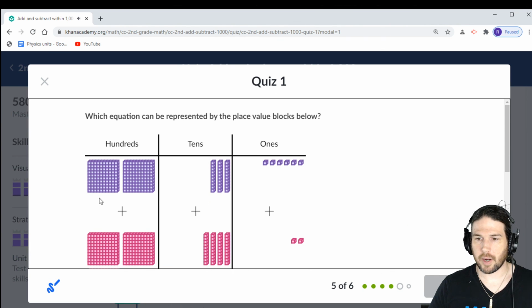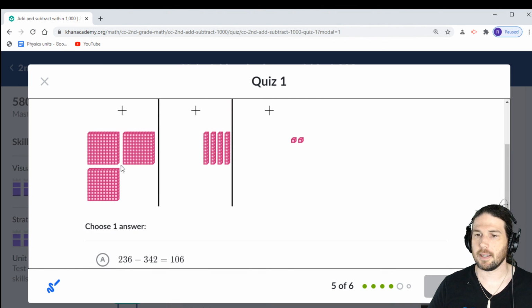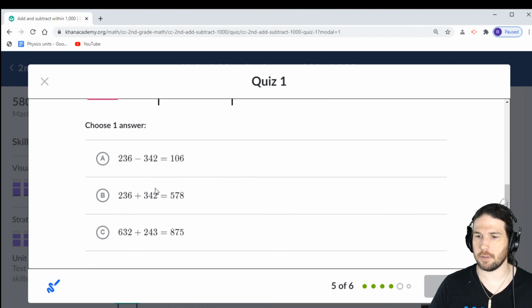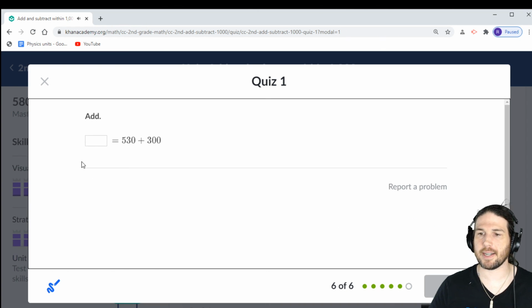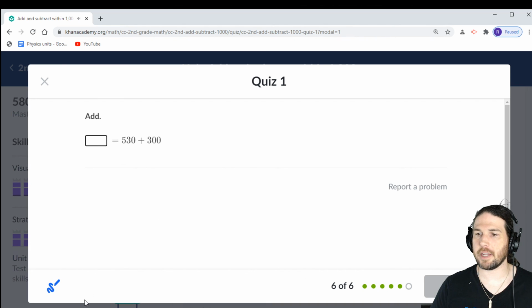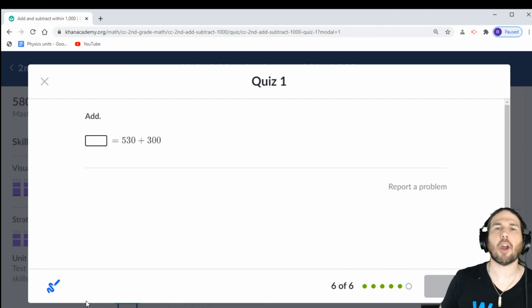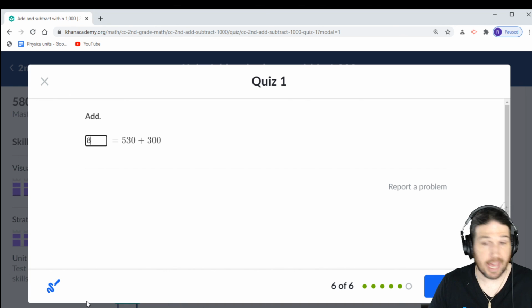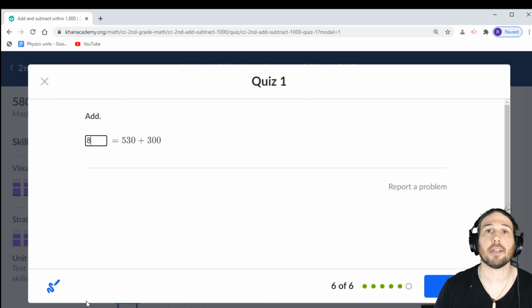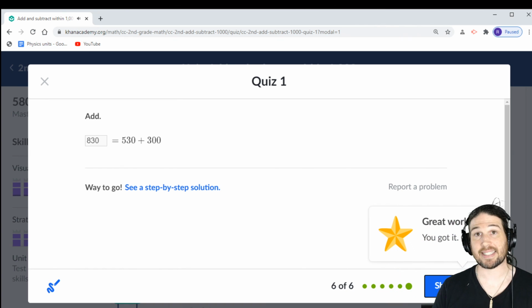All right, we've got 236 plus 342. That's this one. And then finally, 530 plus 300. Again, the only math that we're doing here is 5 plus 3 is 8. Everything else just gets copy-pasted. So it's 830. And that's that.